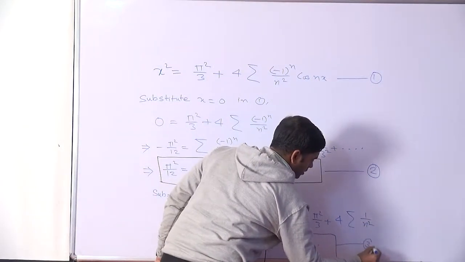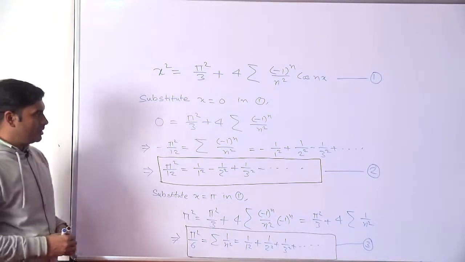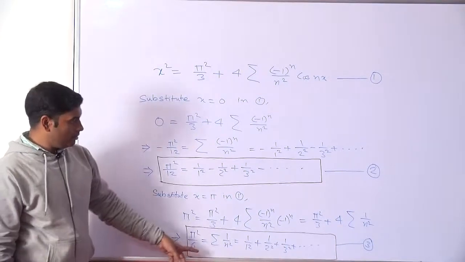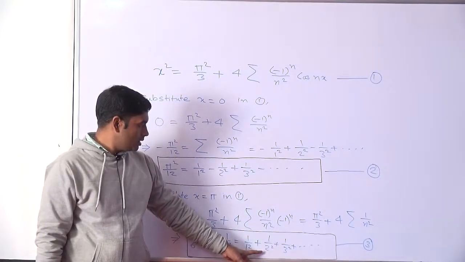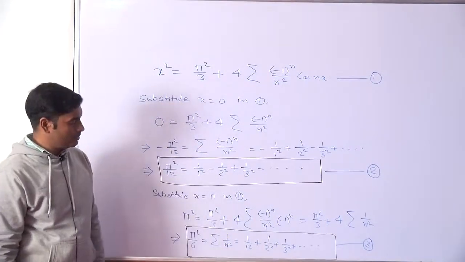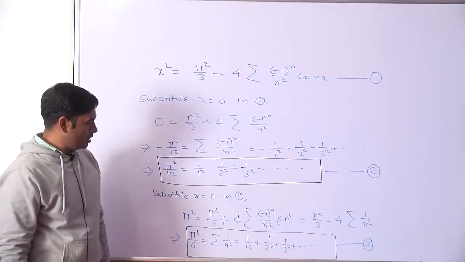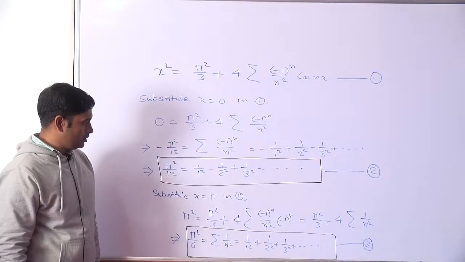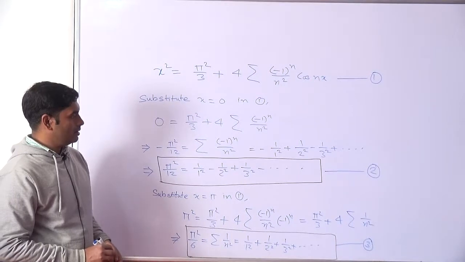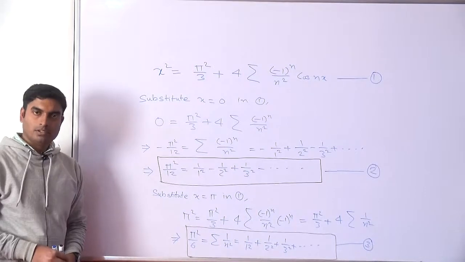Give the name equation 3. Now you see, if you add 2 and 3, then all the terms in the even positions of the series will be cancelled out. Only the odd terms will remain, twice the odd terms. So then again we will get a series, and we will find the value of that series. Okay.